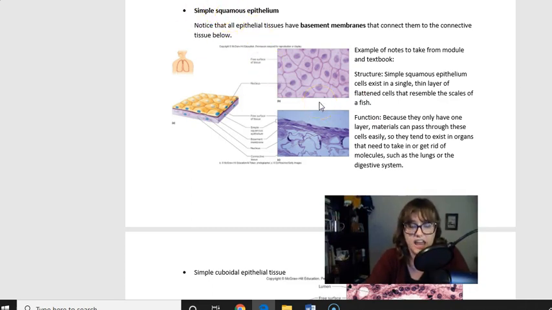So squamous means scale, so these cover the regions that they exist on in a scale-like pattern. They overlap a little bit, but they loosely stick together. And what that means is they allow stuff to pass through them very easily. So you need that kind of thing in the lungs and in the digestive system.